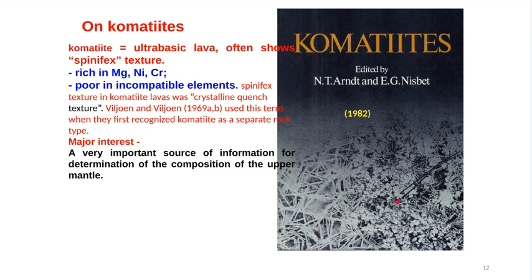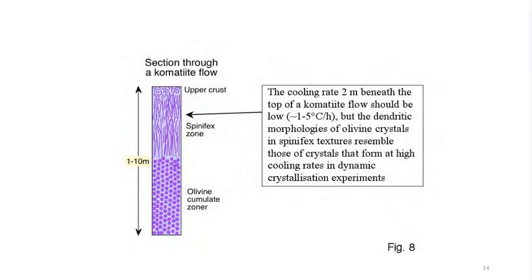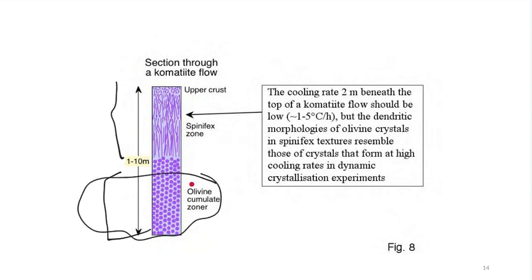This is the microscopic one, how this texture looks. And this is the upper layer of komatiite, this is the lower layer. In the lower layer of komatiite or in the inner layer, it shows olivine cumulate zone. Okay, वहां पर क्यूमुलेट्स ऑफ ओलिविन बनता है, क्योंकि वो बहुत धीरे धीरे ठंडा होता है, ठीक है. अपर पार्ट जो है वो बहुत जल्दी ठंडा हो जाता है, इसीलिए अपर पार्ट स्पिनिफेक्स दिखाता है और लोअर पार्ट क्यूमुलेट्स दिखाता है.